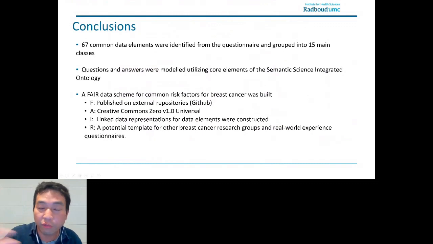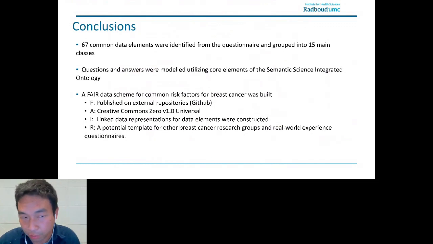We can look at these 4 principles. The first one, findability. We published our data schema on an external repository on GitHub. Regarding accessibility, we chose a license for it. And interoperability, as you can see in the slide, we built up the linked data representation for all the data elements.